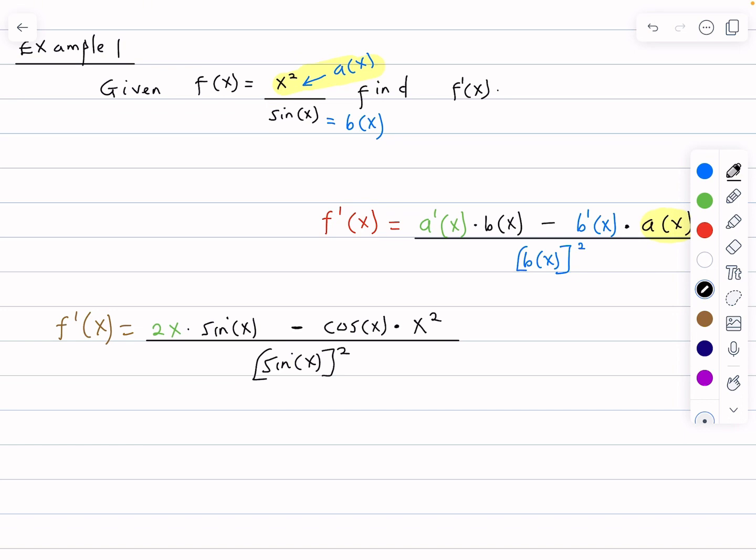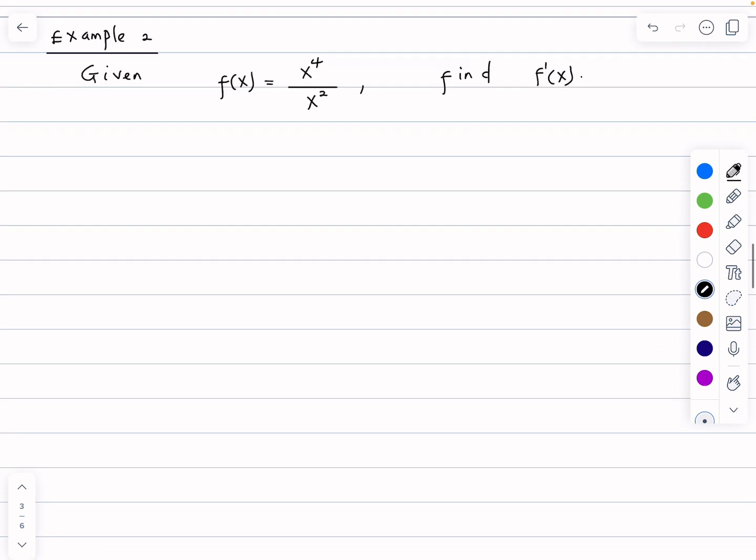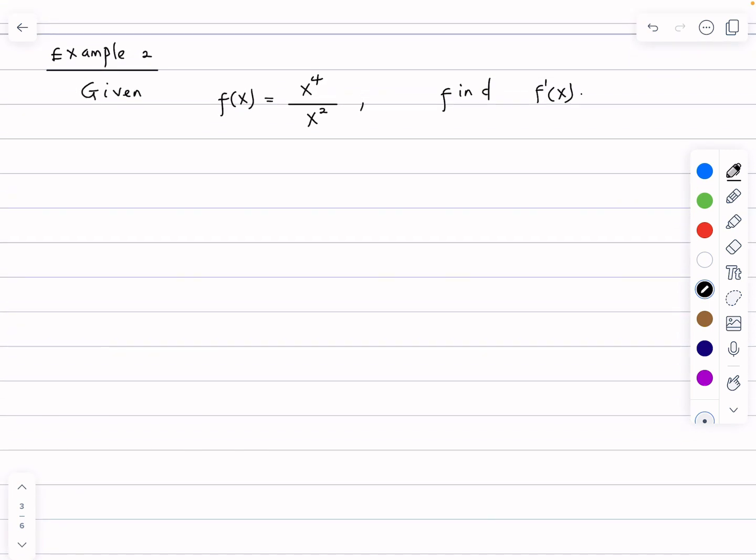That's the derivative. Okay, so now let's take another example. Now, in this example, we want to find the derivative of this function: f of x is equal to x to the power of 4 divided by x squared. So how can we do this? We can use the quotient rule, but the question is, do we necessarily need to use the quotient rule? Maybe we don't, because we can simplify that function.